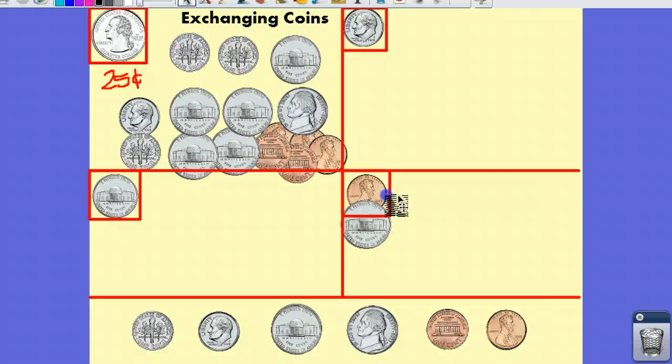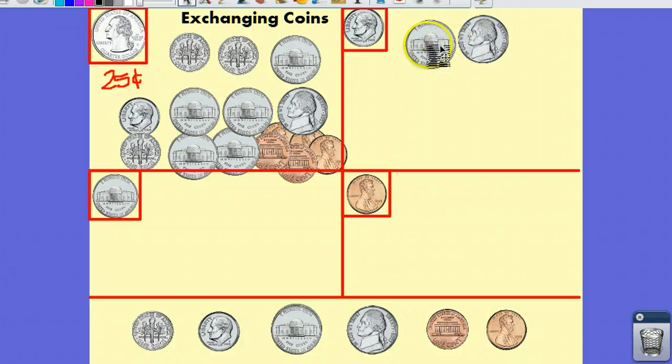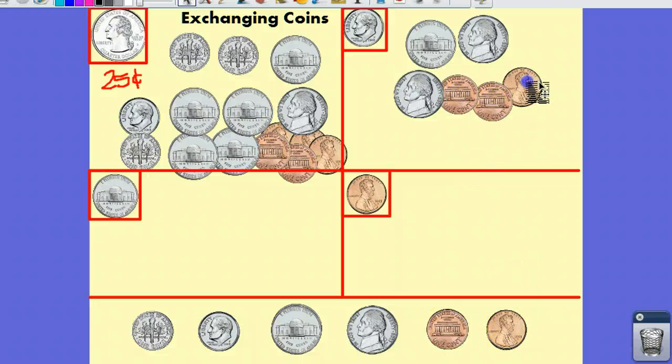A couple of ways I can do that would be 2 nickels, that's 5, 10 cents. If I want to trade one of these nickels, I'll keep 1 nickel and trade the other one in for pennies. And I would need 5 pennies.